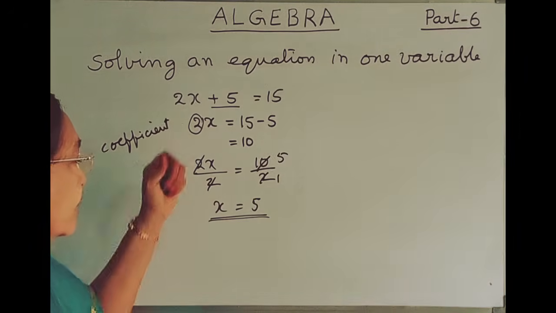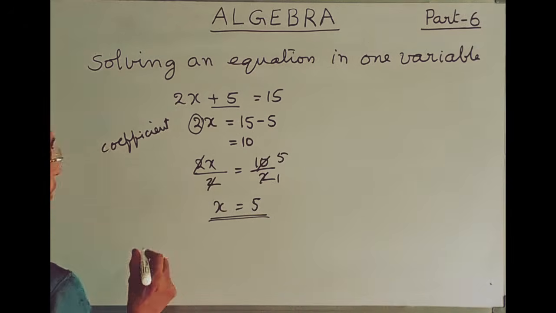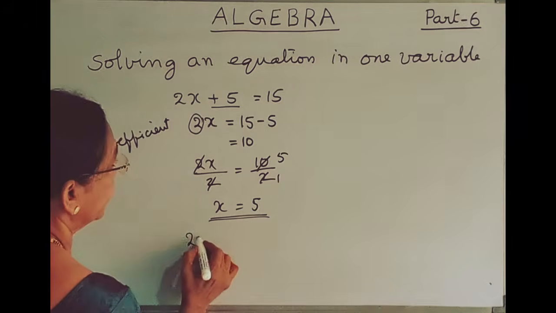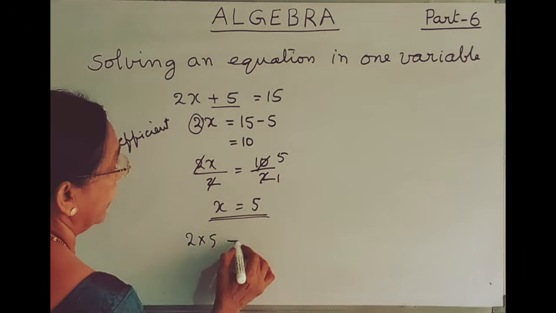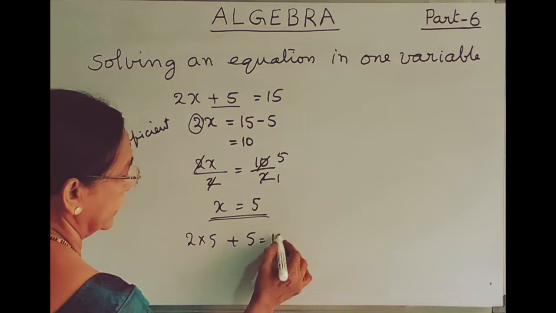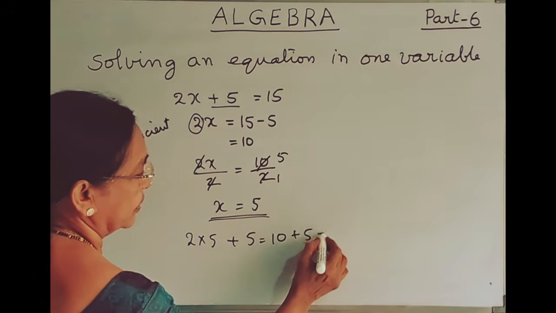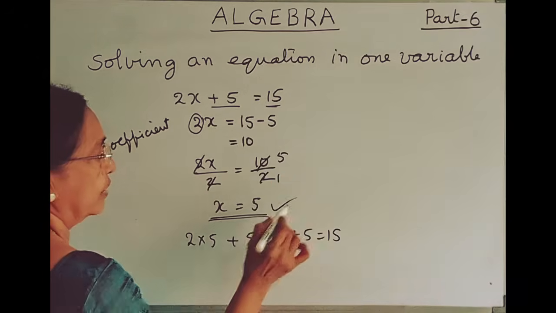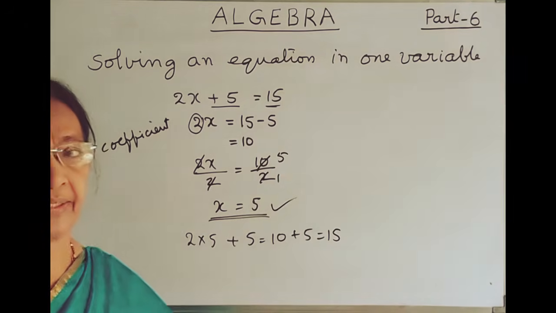So let us verify whether it is correct or not. Keeping this value in this equation, 2 into x is 5, plus 5, left hand side. 2 5s 10 plus 5 is equal to 15. So this is equal to 15. So our value x is equal to 5 is correct.